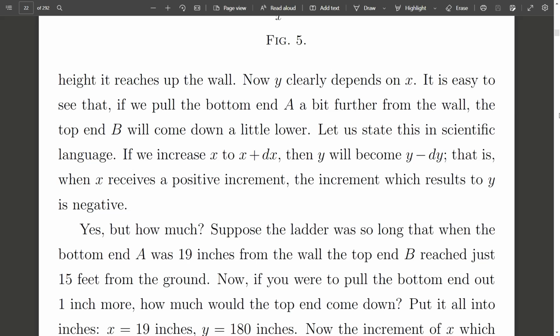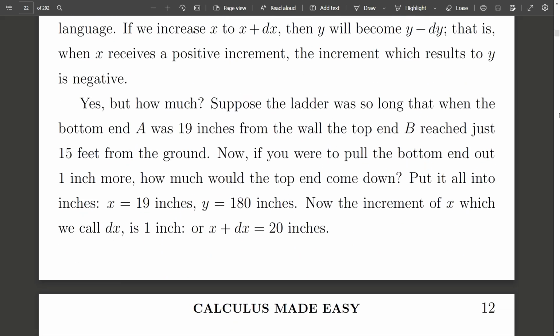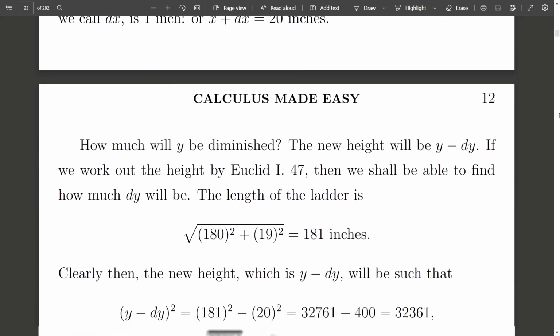Yes, but how much? Suppose the ladder was so long that when the bottom end A was 19 inches from the wall, the top end B reached just 15 feet from the ground. Now, if you were to pull the bottom end out 1 inch more, how much would the top end come down? Put it all into inches. x is equal to 19 inches, y is equal to 180 inches. Now the increment of x, which we call dx, is 1 inch, or x plus dx is equal to 20 inches. How much will y be diminished? The new height will be y minus dy.